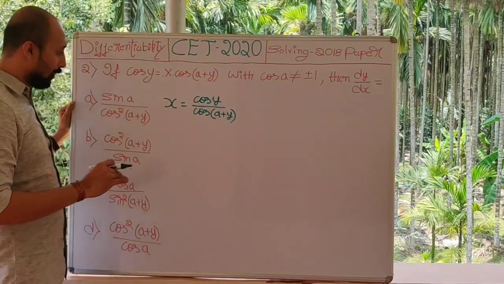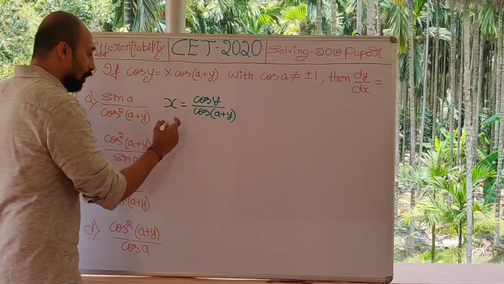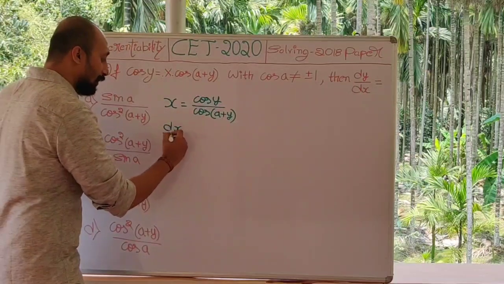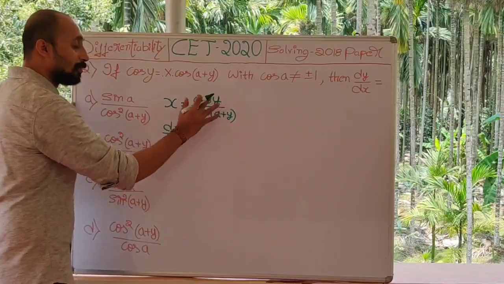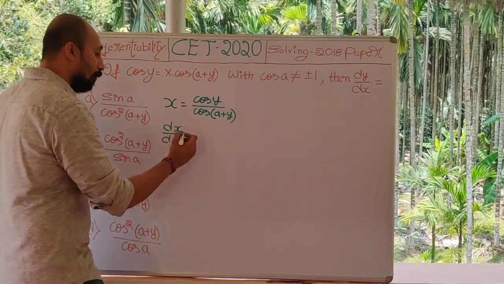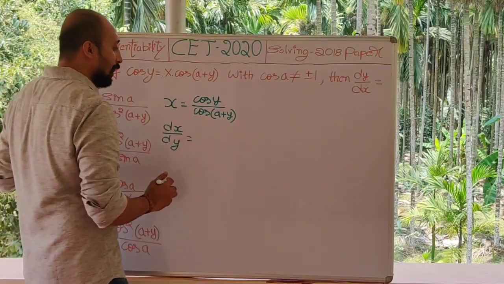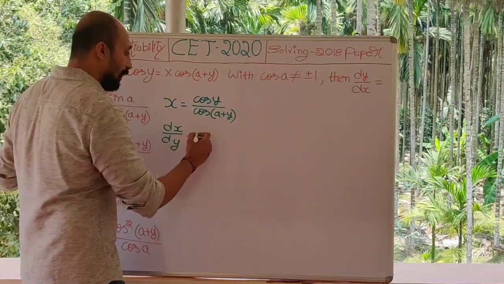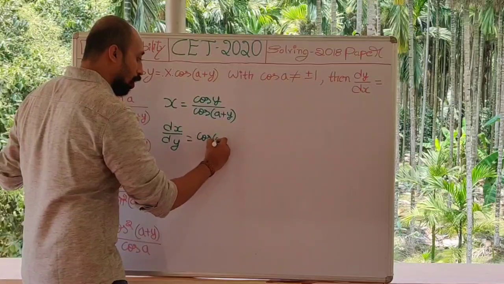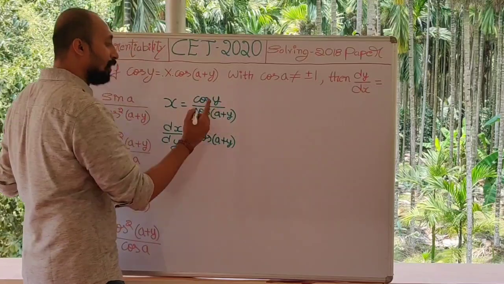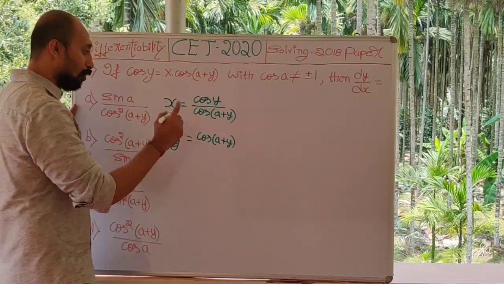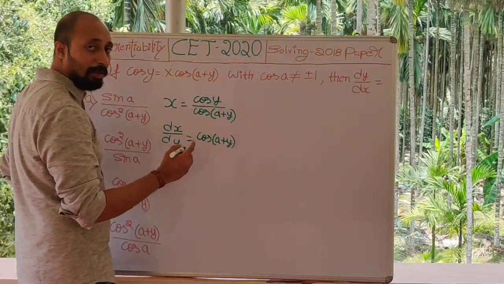So what's going to happen here is I will be differentiating x with respect to y, because these terms are in respect of y. So when I do the differentiation, this will be quotient rule. I will be keeping the denominator as it is, cos(a + y). I'll be doing the differentiation for the numerator. So the derivative of cos y will be minus sin y.